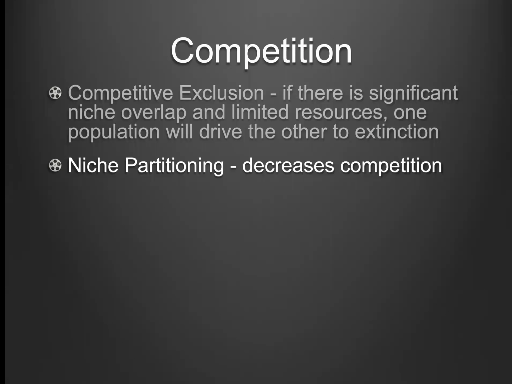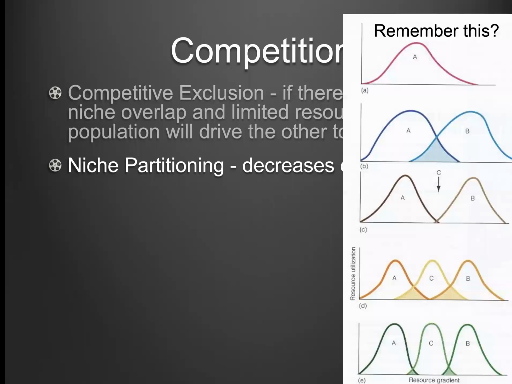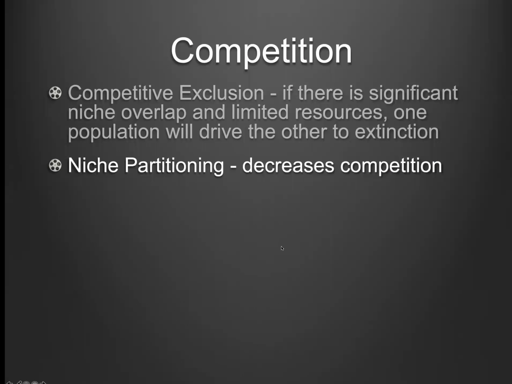So niche partitioning, right, is one way that species evolve over time to decrease competition. And remember this graph? We talked about how initially this might be their profile, but if you bring them together, then the resource gradient profile will change. That's because of differential survival and reproduction of the individuals at either end of those distributions. So this was resource or niche partitioning. And over time, that makes it so that more species can coexist with each other.